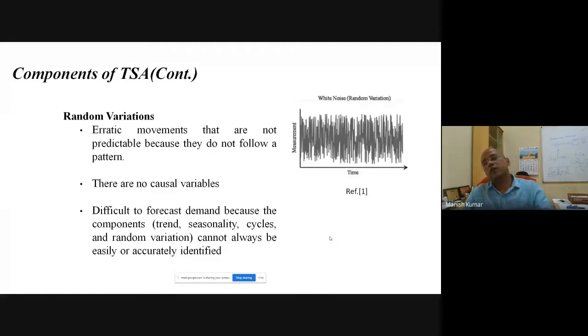Obviously, we might also encounter random variation, which is variation that is not easily detectable. In this case it is hard to forecast, because components like trends, seasonality, and cycles can always be handled accurately, but random variations are very hard to identify.